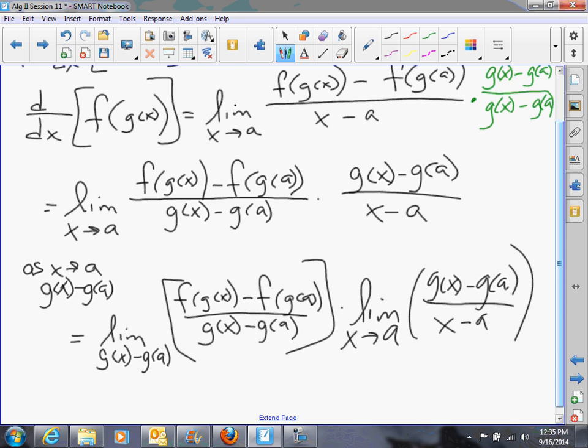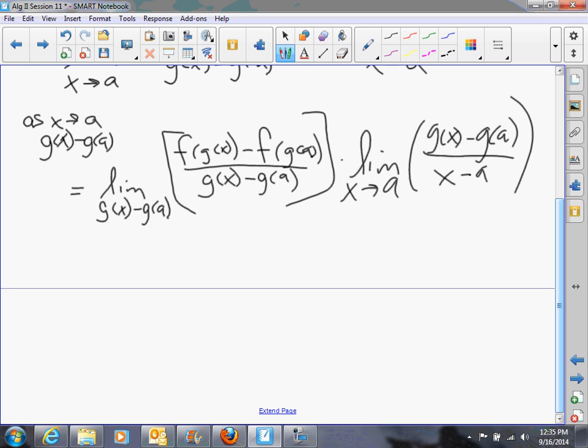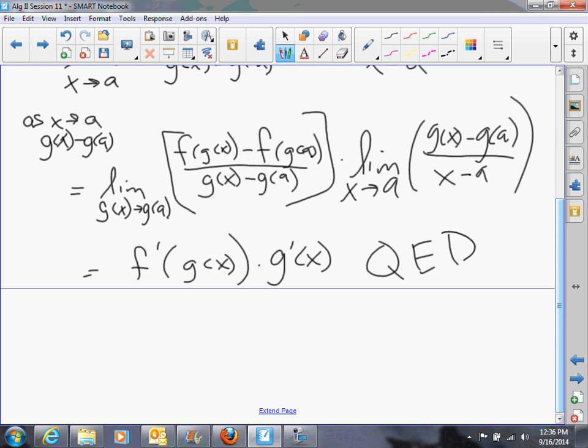And then finally, point out that the limit as g of x approaches g of a of f of g of x minus f of g of a over g of x minus g of a is f prime of g of x. And the limit as x approaches a of g of x minus g of a over x minus a is g prime of x. And once again, that was quite easily done.